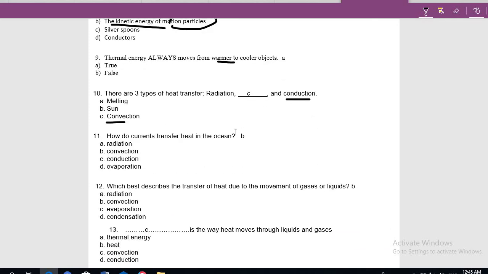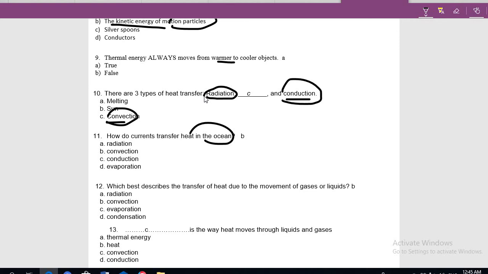How do currents transfer heat in the ocean? Convection. Convection means transfer of heat inside water or air. Conduction is transfer of heat by direct contact or physical touch. Radiation is transfer by waves, like microwaves.